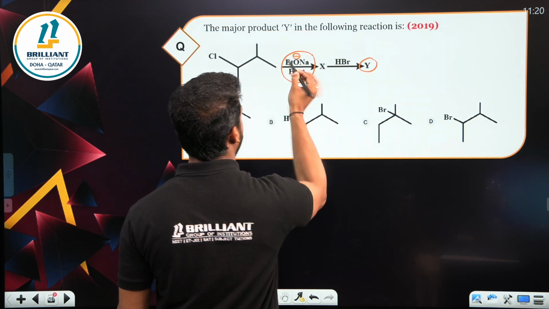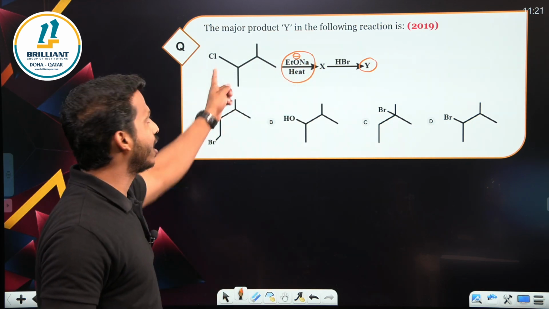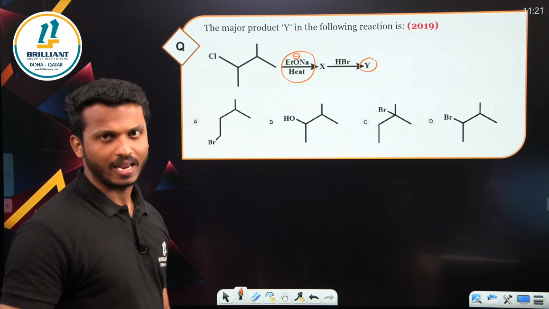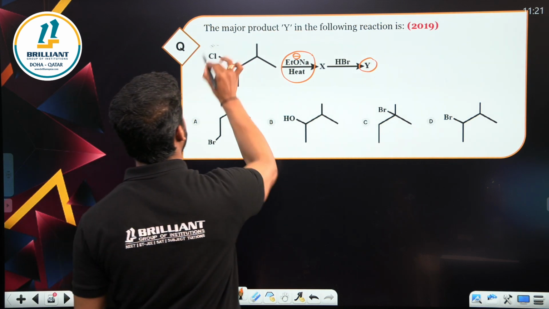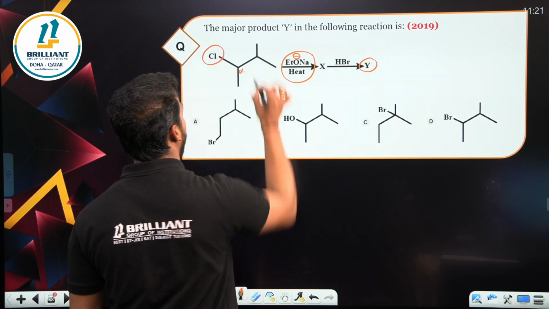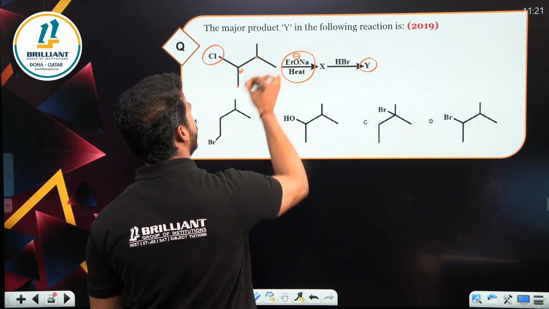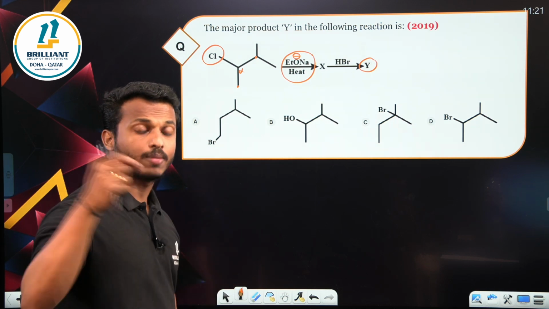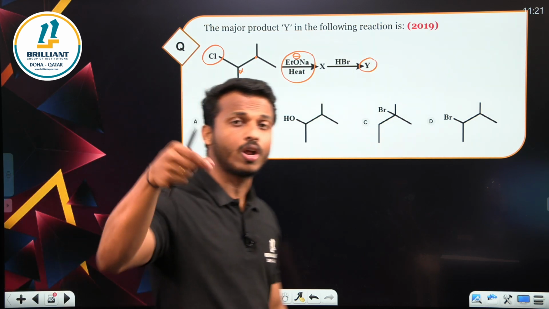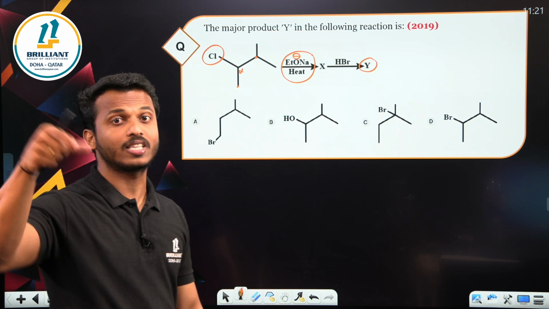So in the presence of ethoxide base, a haloalkane prefers to undergo what? Beta elimination. What is beta elimination? The halogen goes from alpha, and hydrogen goes from any of the beta carbons. Which beta carbon do you select to take hydrogen? Try to make the double bond in the more substituted area. That is the rule.